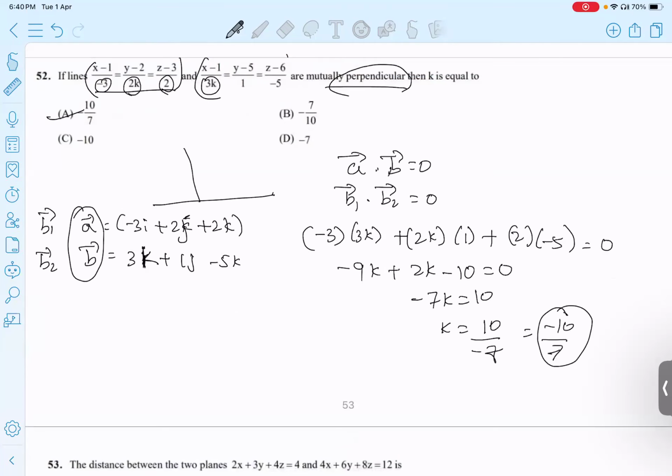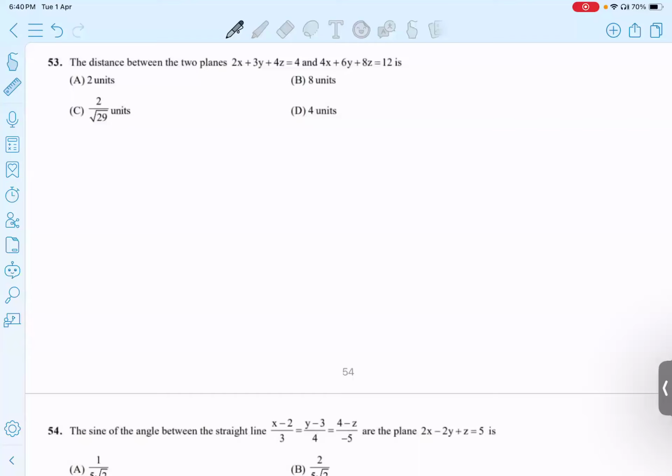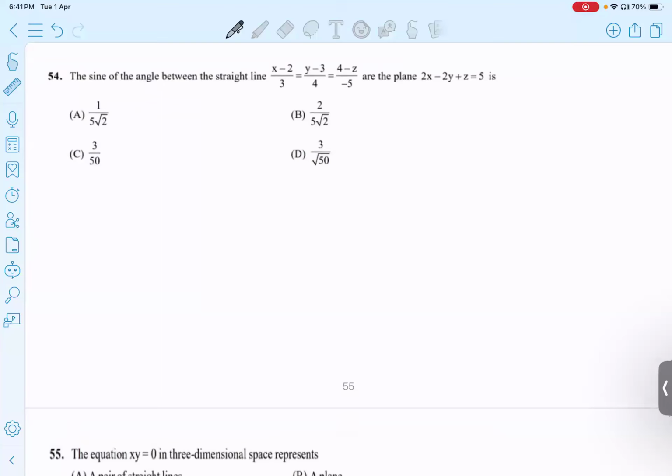Fine. Moving on to the next question. The distance between the two planes. So two planes. I told you earlier, they can't ask you a question based on the plane. It was an out of syllabus question. I'll go to the next one. The sine of the angle between the straight line and the plane. Again, it is an out of syllabus question, students.